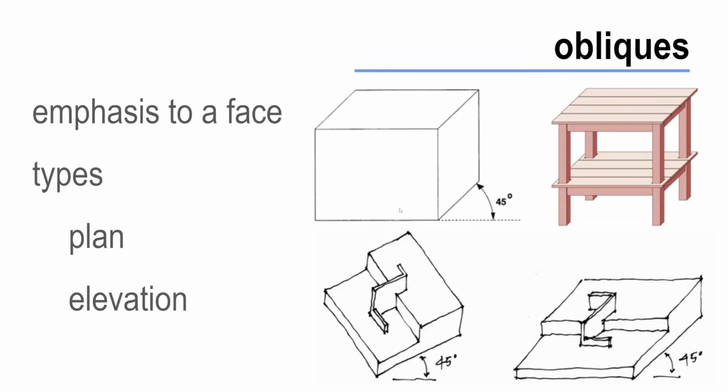Now, an oblique drawing has a lot of the same concepts as an isometric, but with an oblique, we have an emphasis to a particular face. Now, there's two main styles of obliques when it comes to architecture, and that is a plan oblique and an elevation oblique. And really what the difference is going to be depending on which one of the faces, the top or the front, is going to include 90-degree angles. So we have right here, here, and here.